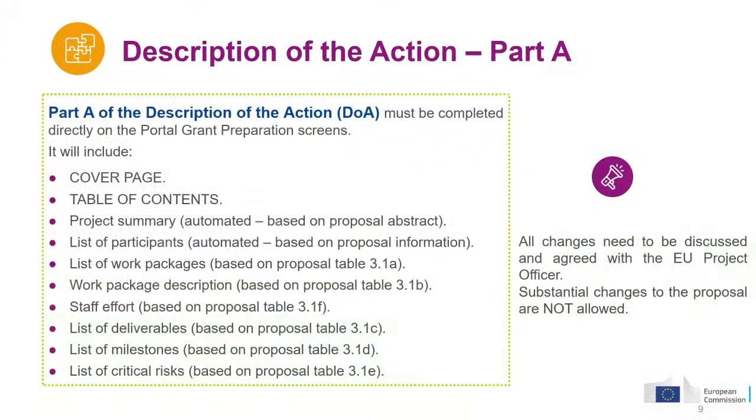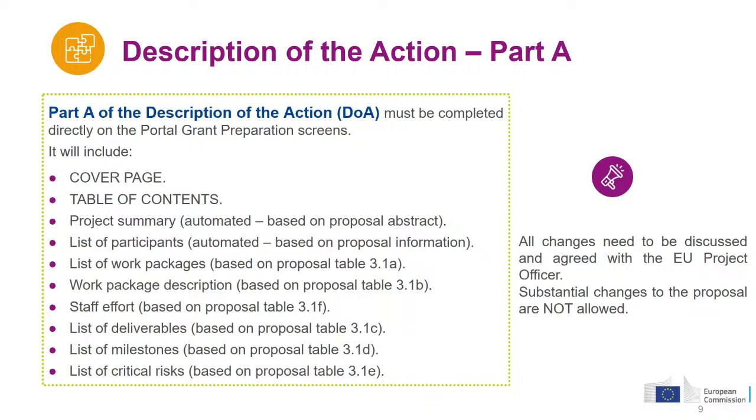Starting with Part A, as we said, it is going to be the structured information of the proposal, of the description of the action that we put into the IT screens. And once the IT system gathers this information and exports automatically the grant agreement contract, the Part A of the description of the action will be composed of the cover page and the table of contents. For this, you don't have to do anything. It's going to be automatically added by the IT system.